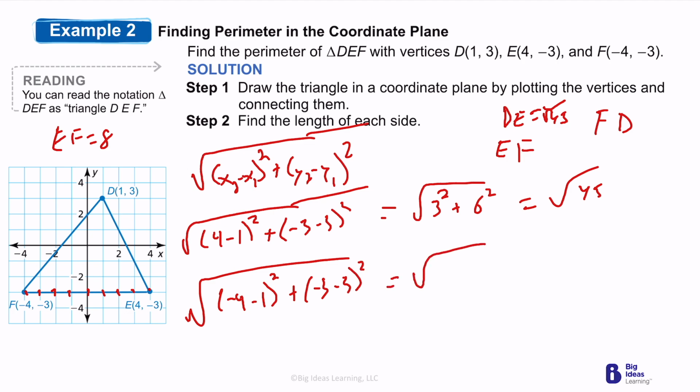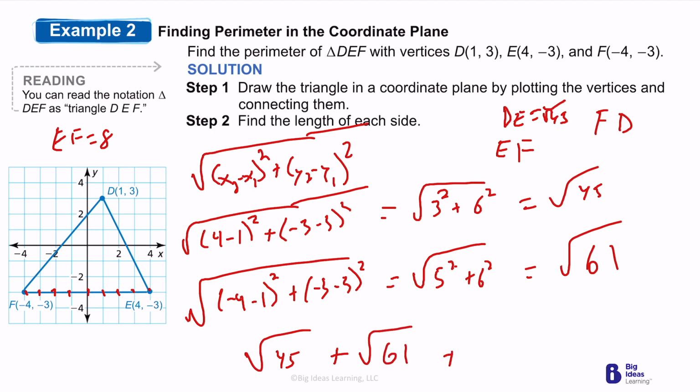So that's square root of 5 squared plus 6 squared. So 25 plus 36, square root of 61. So to find your answer, you would go square root of 45 plus square root of 61 plus 8. And that's just pushing buttons and I'm going to get your answer.